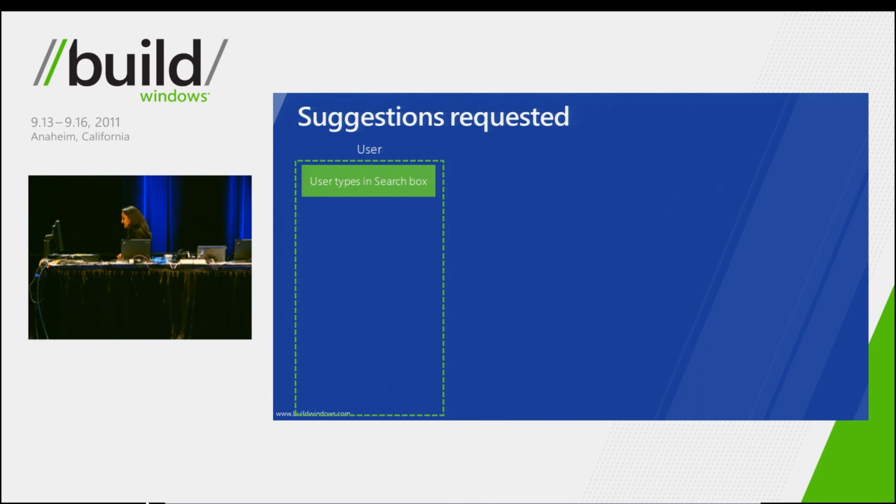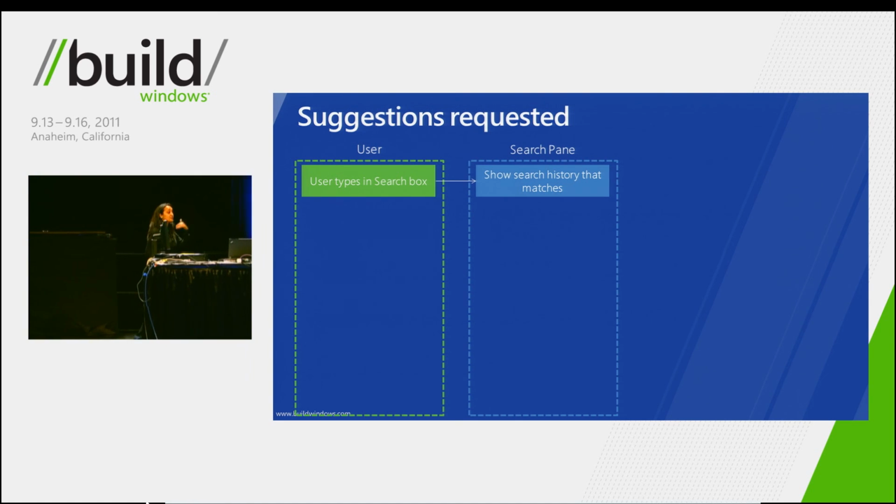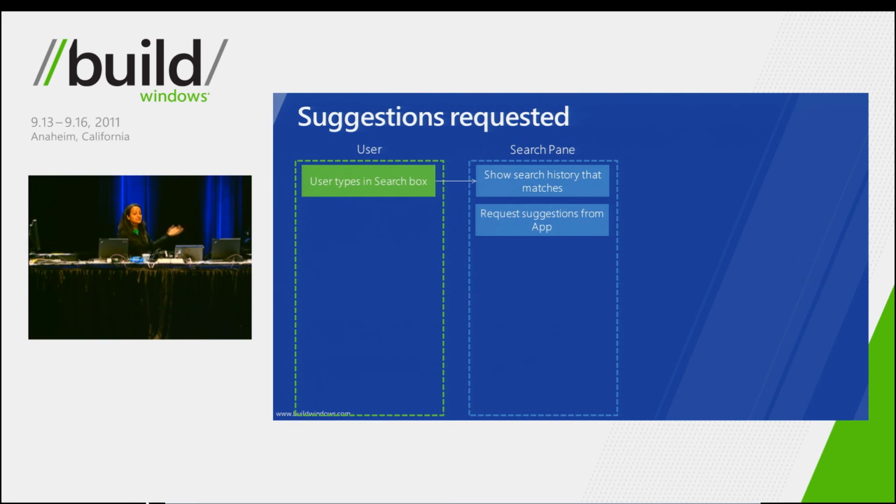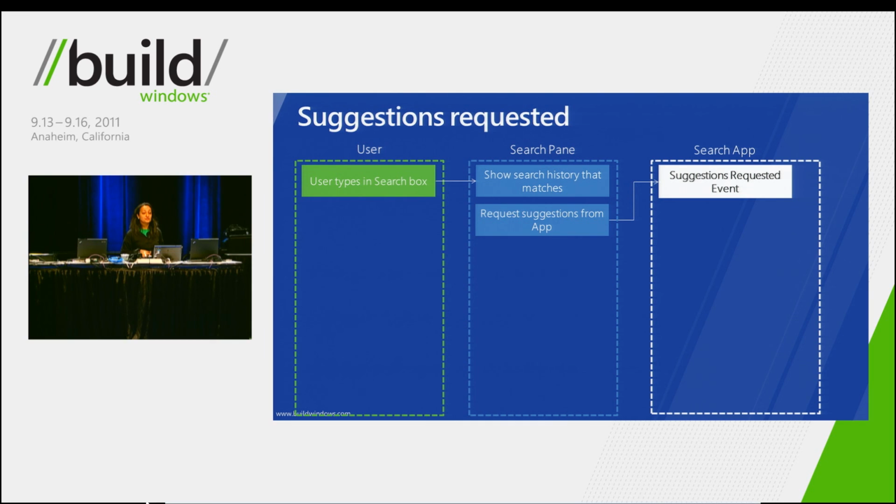The third event is suggestions requested. This happens whenever the user starts to type in the search box. The first thing we do, remember, because we automatically capture history for you, is show all the history that matches what the user typed. Then we tell the app, hey, apps, you now get to supply suggestions to the search charm.